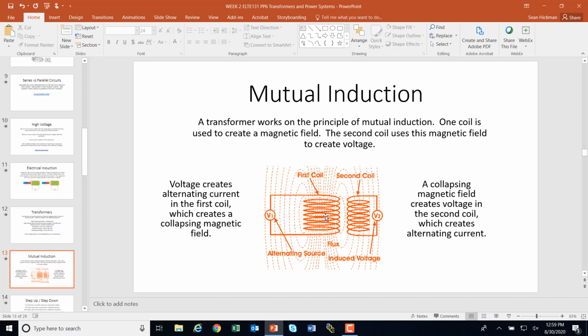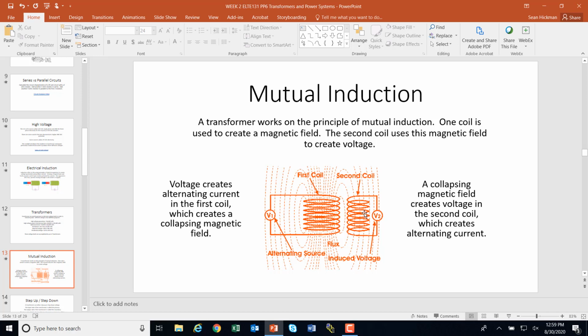Otherwise you'd have to have a permanent magnet and just keep waving it left and right, left and right, left and right like that. But we want this coil to create an alternating magnetic field, and that's the way it works. So on the secondary side, we have a coil of wire, and as we talked about a couple slides ago, this magnet keeps creating this magnetic field.